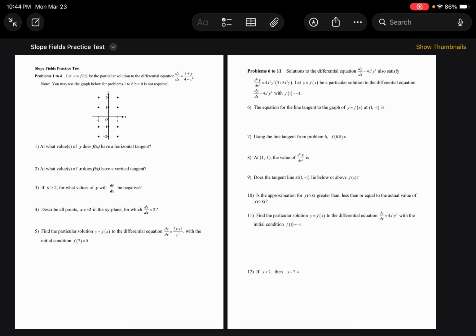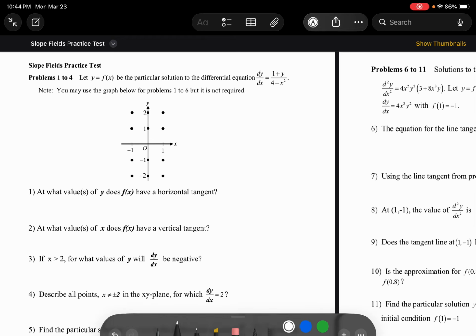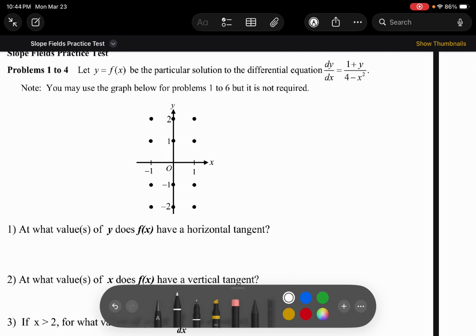These are the step-by-step answers for the slope fields practice test. I am a bit congested, so my voice may sound a little bit different.